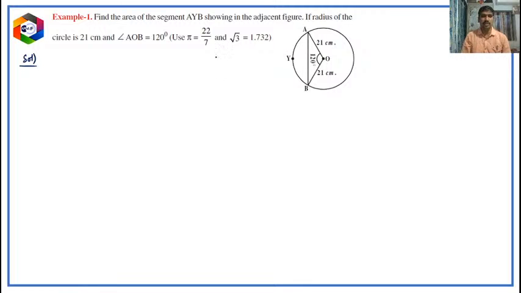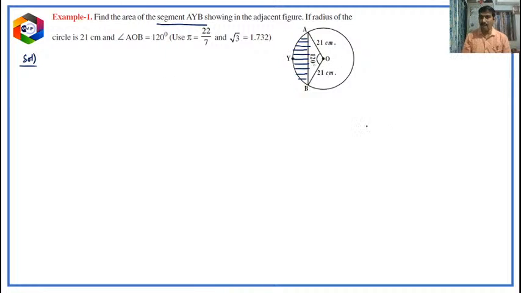Here you can observe, children: find the area of the segment AYB shown in the adjacent figure, if the radius of the circle is 21 and the center angle AOB is 120 degrees. Here I am going to shade the AOB segment. Let us observe, here I am drawing horizontal lines. This horizontal line region is called the segment AYB, that is the minor segment, children. This region with horizontal lines is what we want.